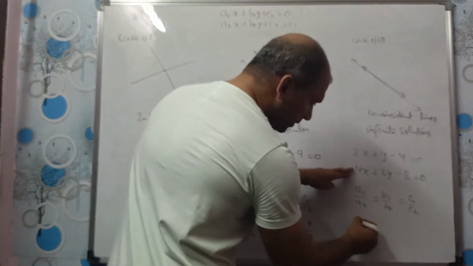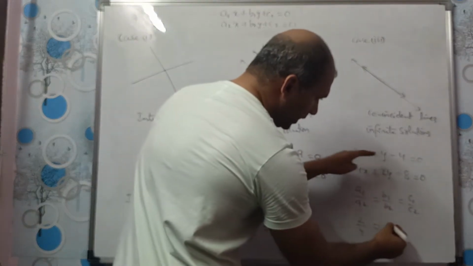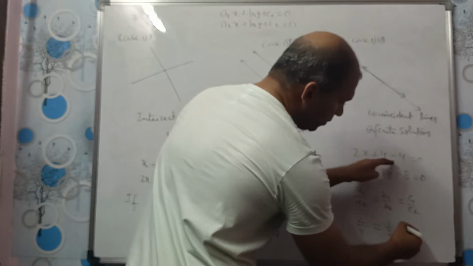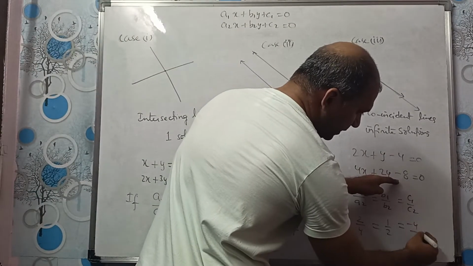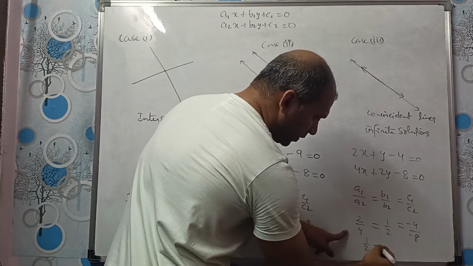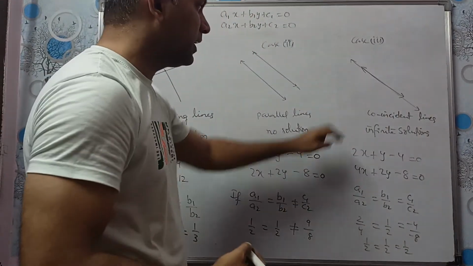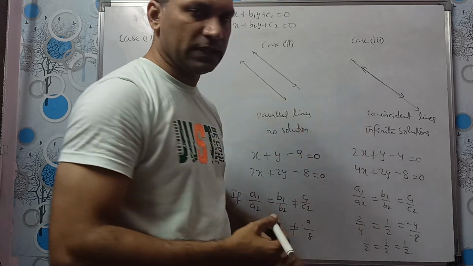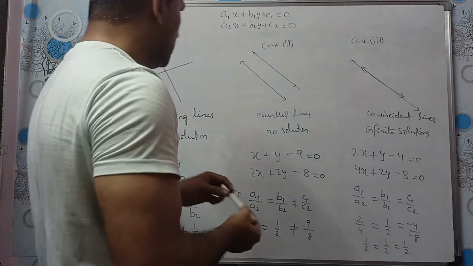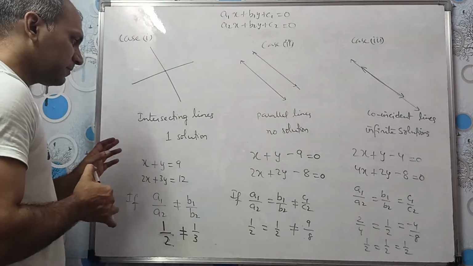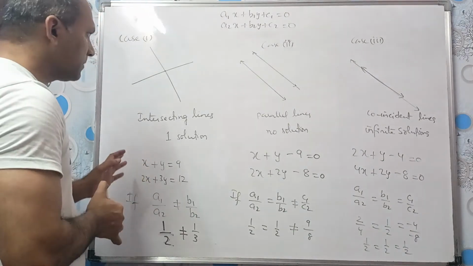See, 2 by 4, it is equal to 1 by 2, right? Here it is all 1 by 2, and here minus 4 by minus 8, that is also 1 by 2. So this is 1 by 2, 1 by 2 and 1 by 2. So all ratios are equal. Hence these two lines are coincident lines. Okay. I hope this is clear. Very easy concept. Don't get confused.